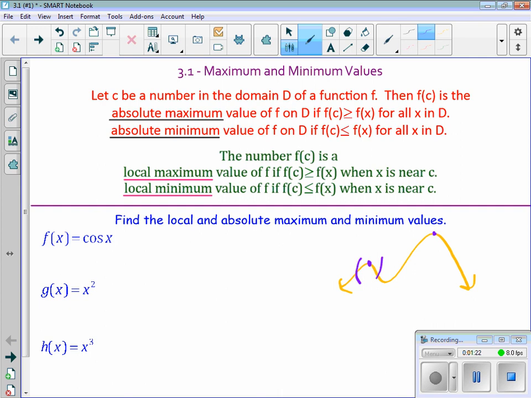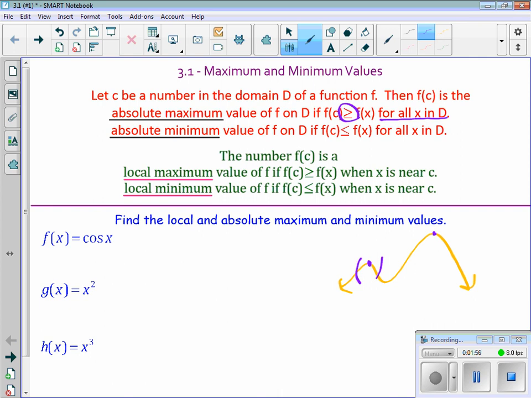Which one's the absolute maximum? The one on the right, the taller one. So absolute max means that it is the highest point for all x in the domain, okay? And notice in the definition here, because when you're doing your homework and you're checking your answers in the answer key, it says that it's greater than or equal to. So if there's several values that have that same value, they're all absolute maxes, okay?